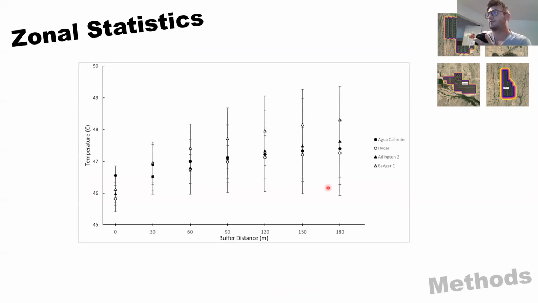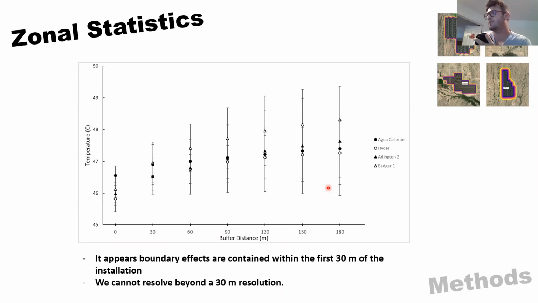And really at first look, what we're looking at right here are our temperatures across our buffer zones. This is our first qualitative look at our data as we move across. And again, keeping in mind that we can't resolve beyond a 30-meter resolution, which is why I use this buffer zone distance.